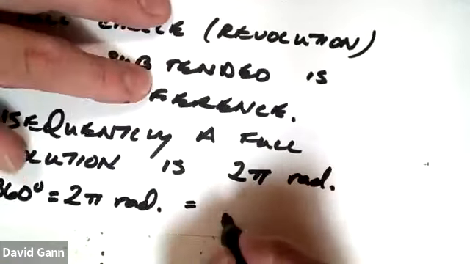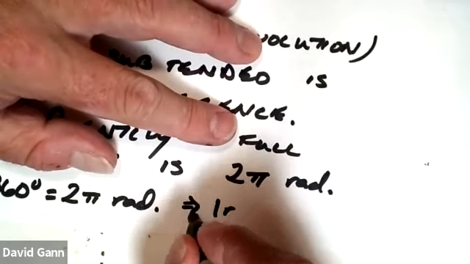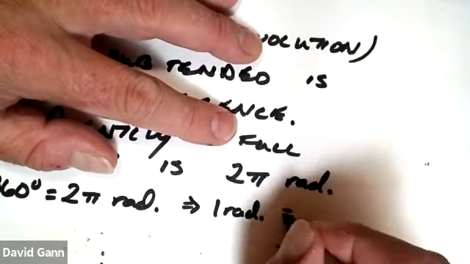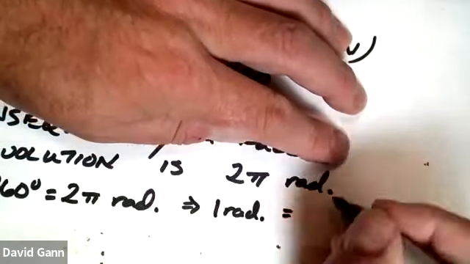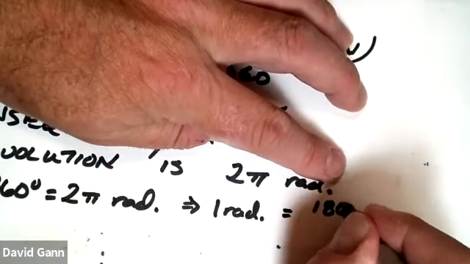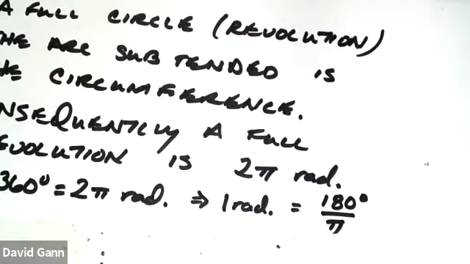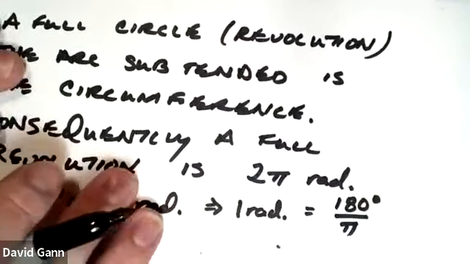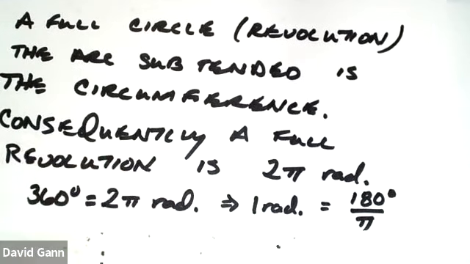Consequently, one radian is equal to 180 degrees divided by pi. Okay, so there's our conversion factor. And one of the things that we're going to do fairly quickly is just do some conversions in here.